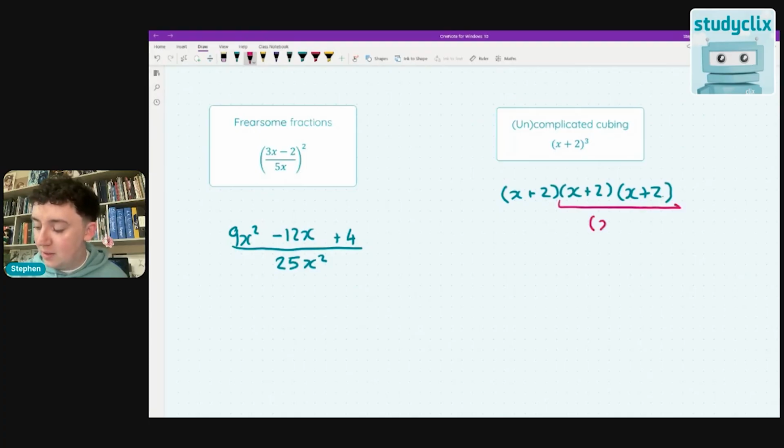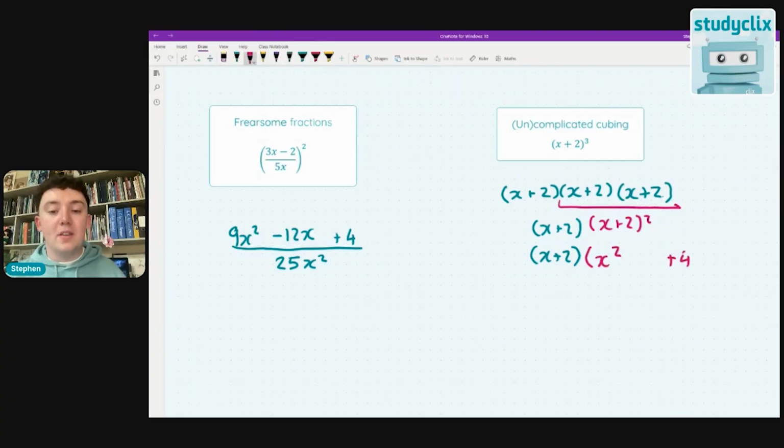So I could write those last 2 brackets as x plus 2 squared, and I'll keep the original x plus 2 in front. So what I'm going to do now is do x plus 2 times x plus 2 squared. If I keep the x plus 2 in front, I now know how to quickly square a bracket. I square the first, x squared, square the last, 2 squared is 4. Double the first by the last, so double x is 2x, and 2x by 2 is 4x.